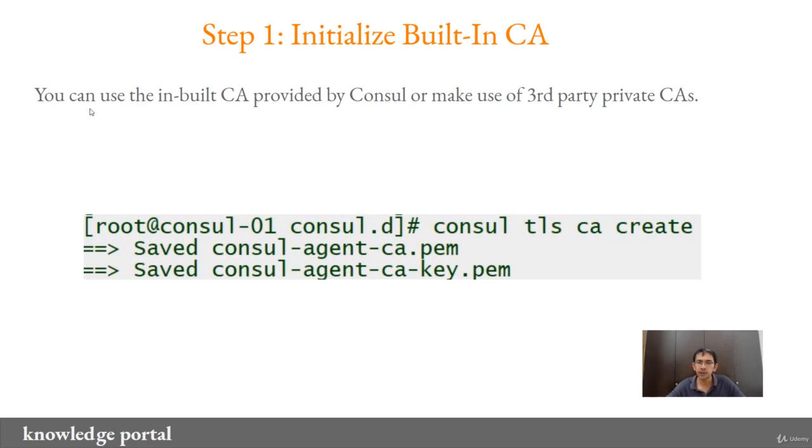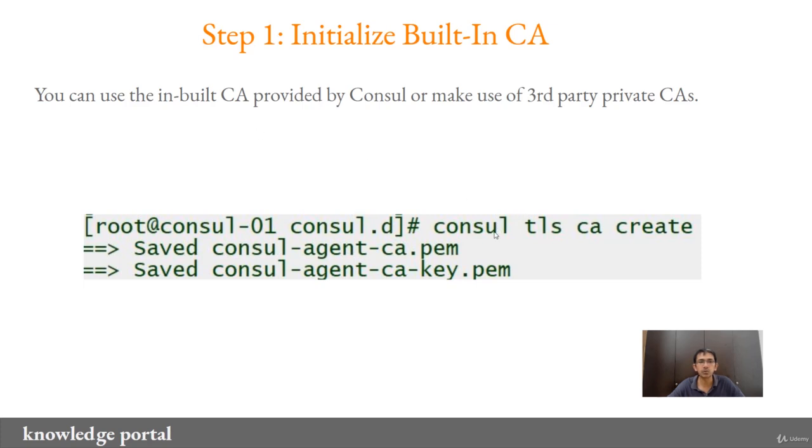So again, there are multiple options. You can either use a built-in CA, or you can also make use of a third-party private CA in case you want to. You can even create certificates with OpenSSL and so on. So we'll keep it simple. We'll be making use of a built-in CA.